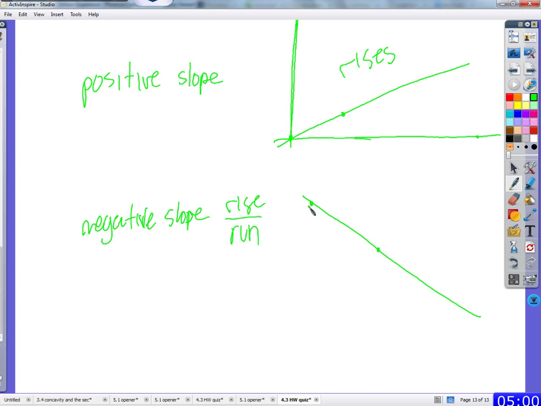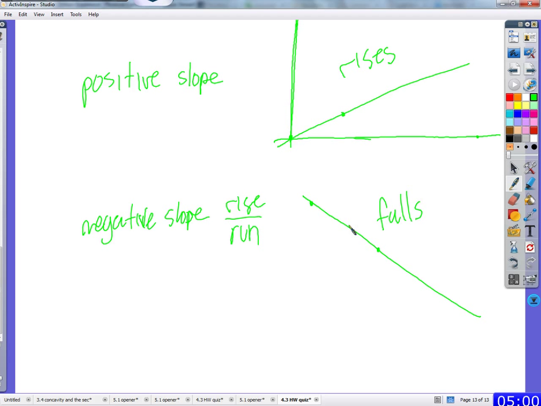Okay, so one of them has to be negative. No matter how we look at it, no matter which one of them is negative, we're always going to fall. A line with a negative slope falls as we go.